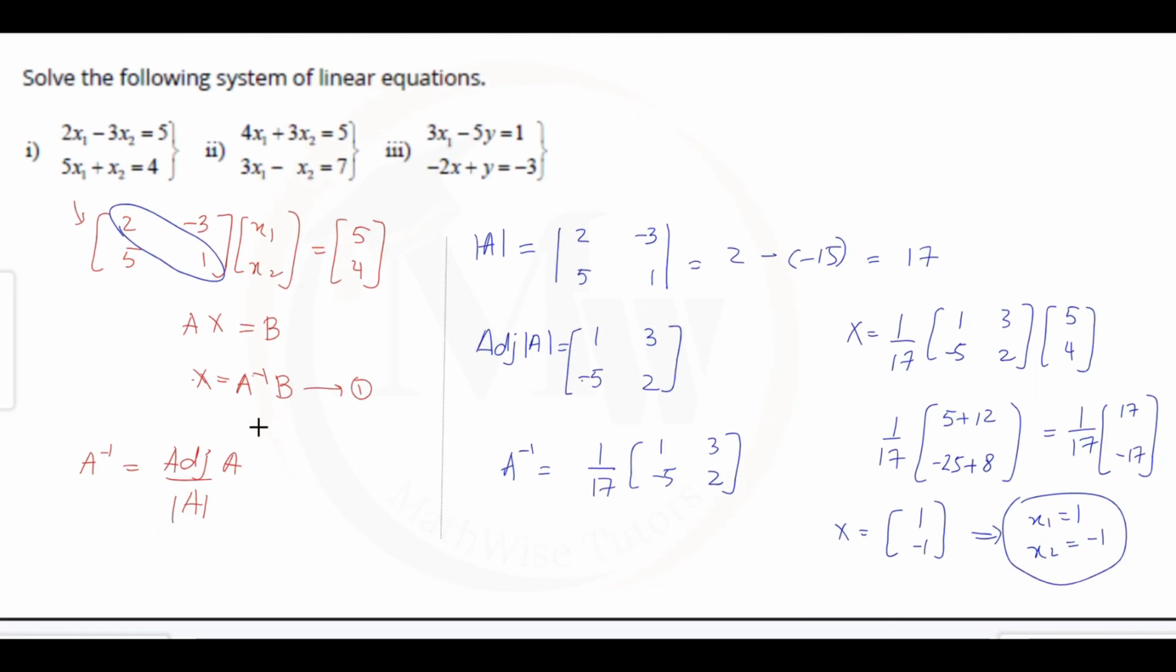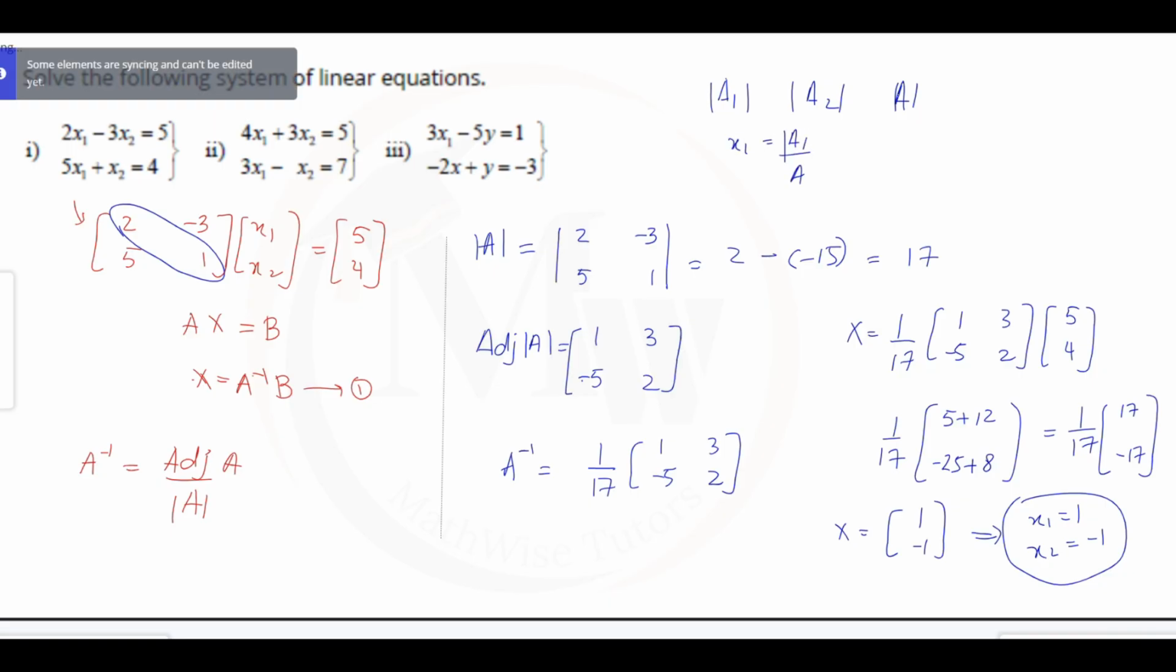For the Cramer rule, you don't need to take the inverse, but you need to find the determinants. You need to find three determinants: determinant of A1, determinant of A2, and determinant of A. And after finding all three determinants, you can find X1, which will be A1 over A determinants, and X2, which will be A2 over A determinants.